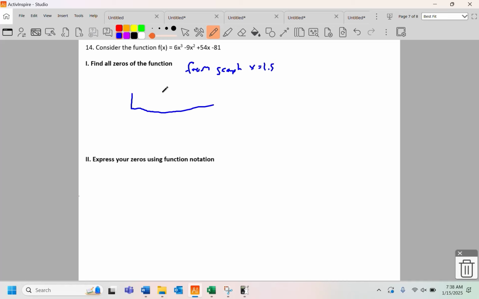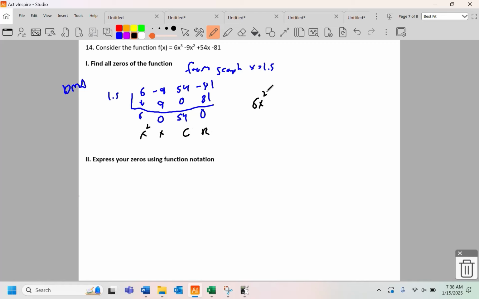Well, let's do a little synthetic division. 1.5, coefficients are 6, -9, 54, -81. Do a little DMA. We're going to drop that 6. 6 times 1.5 is 9. -9 plus 9 is 0. 1.5 times 0 is 0. 54 plus 0 is 54. And 1.5 times 54 is 54 plus 27, which happens to be 81. Remainder of 0.